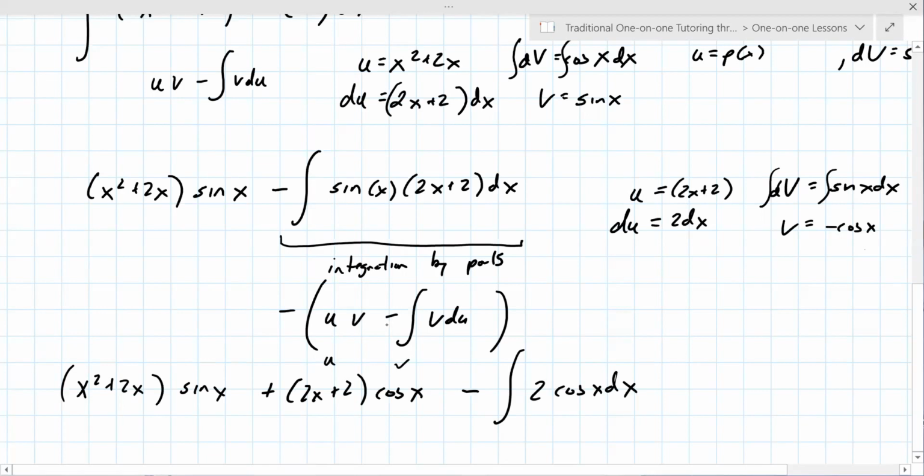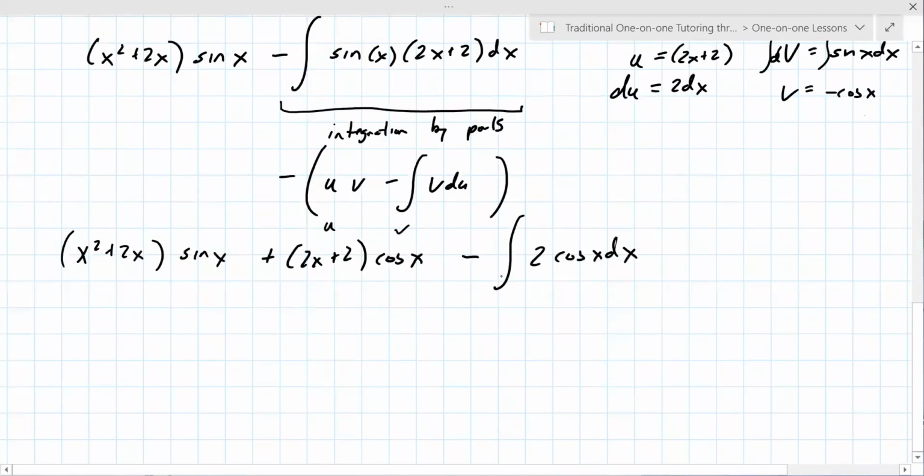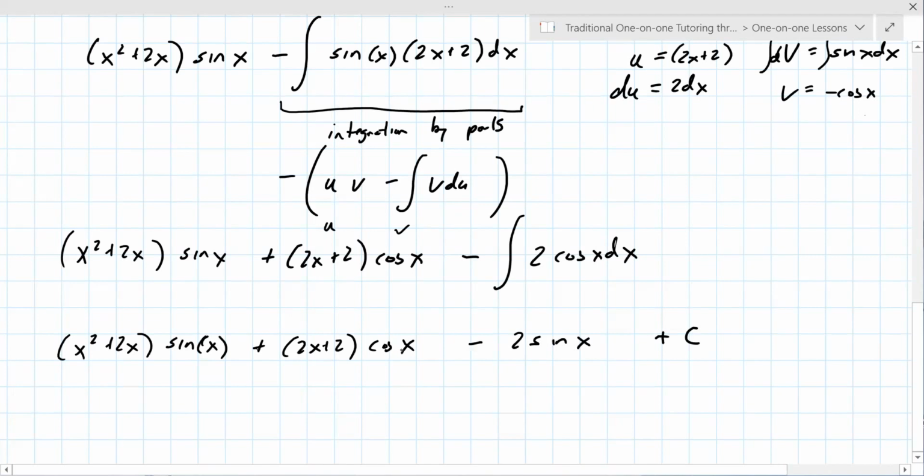Okay. Now this last one finally works out nicely. The antiderivative of cosine is sine. So this becomes minus 2 sine x plus c. And then you bring everything else down to go along with it. And the reason that the second uv is different is because it's the uv from the second integration by parts of the problem. That's right.